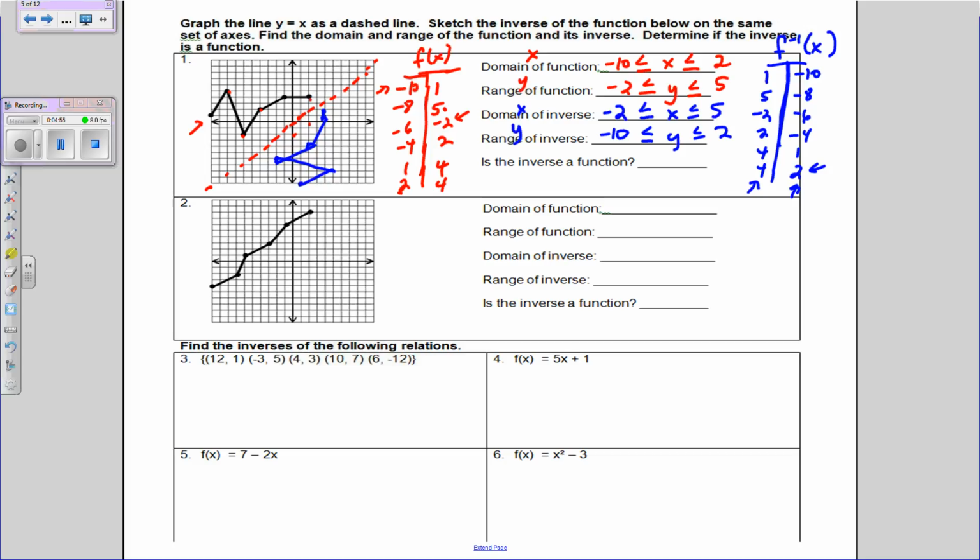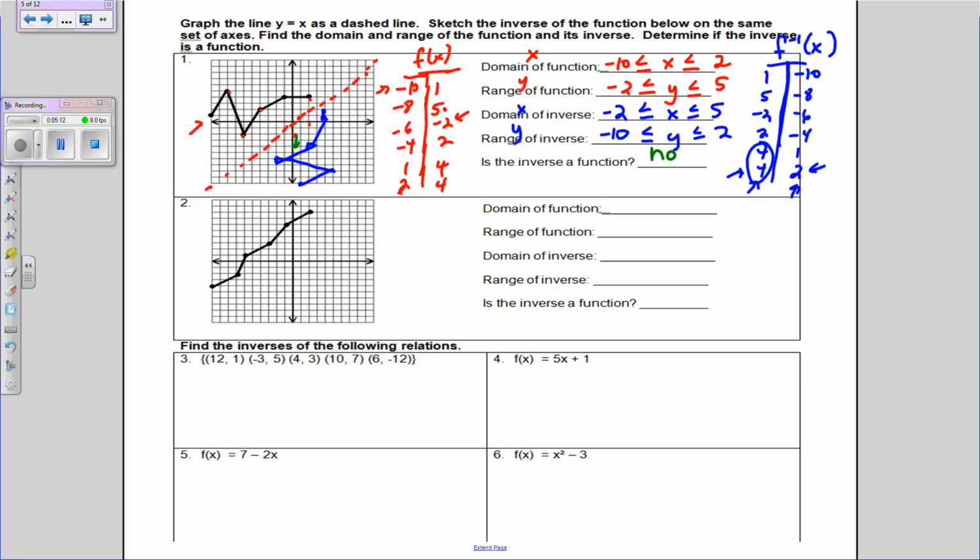Now, don't look just in this column to see if the domain repeats, but I happen to see a repeat of 4 there, but I also see within the graph several places of the inverse where it fails the vertical line test. So no, it's not a function.